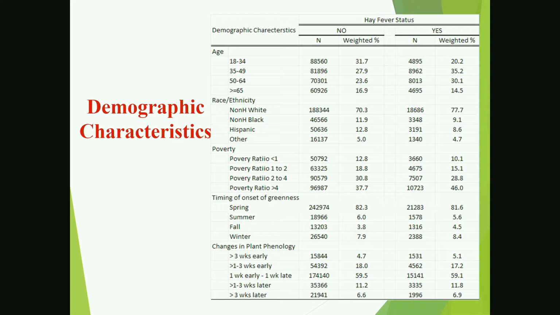So this is basically the demographic characteristics of that study population. Okay, like age group, race and ethnicity, poverty. This is the timing of greenness and changes in plant phenology as categorized, among people who did not have hay fever and people who did have hay fever. Nothing terribly exciting there.